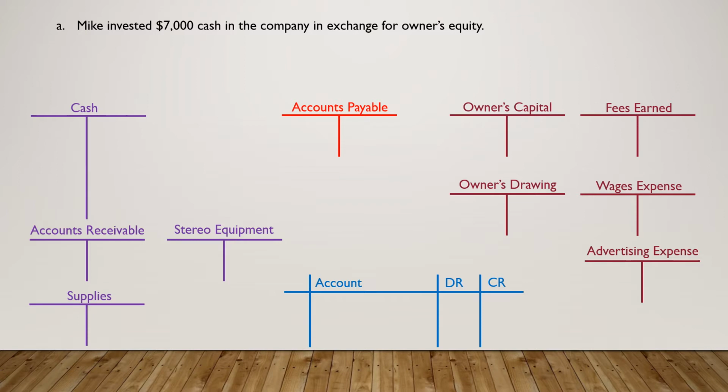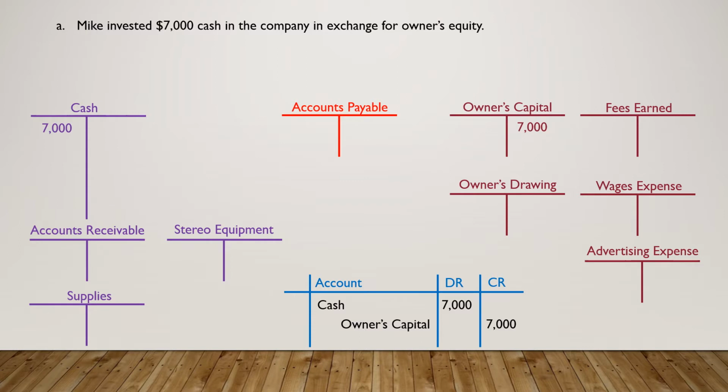Our journal entry is a debit to cash, increasing the business assets, and a credit to owner's capital, increasing equity. The debit to cash will be posted to the debit column of the cash T account, and the credit to owner's capital will be posted to the credit column of the owner's capital account. Remember, debit means left, and credit means right. So the debit and credit goes to the left and right columns of the respective T accounts.